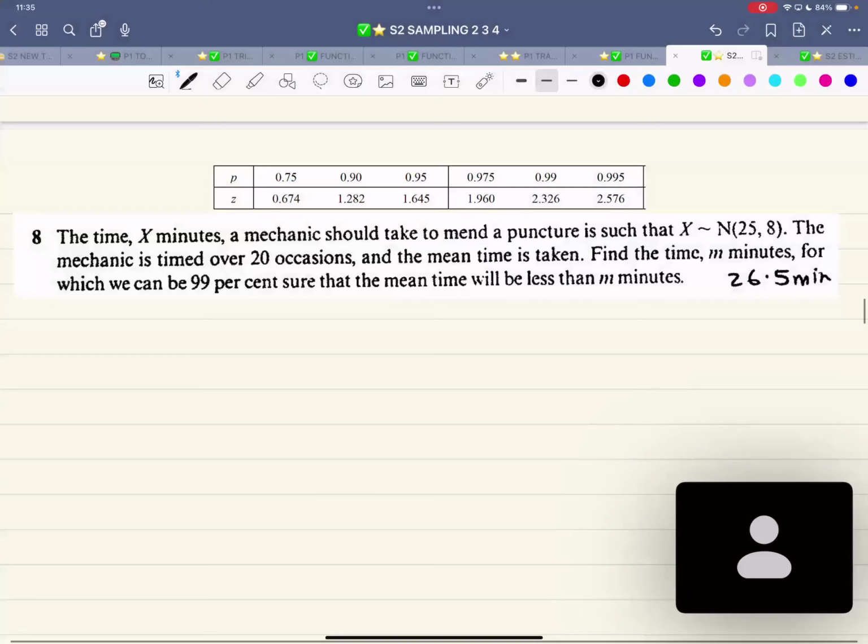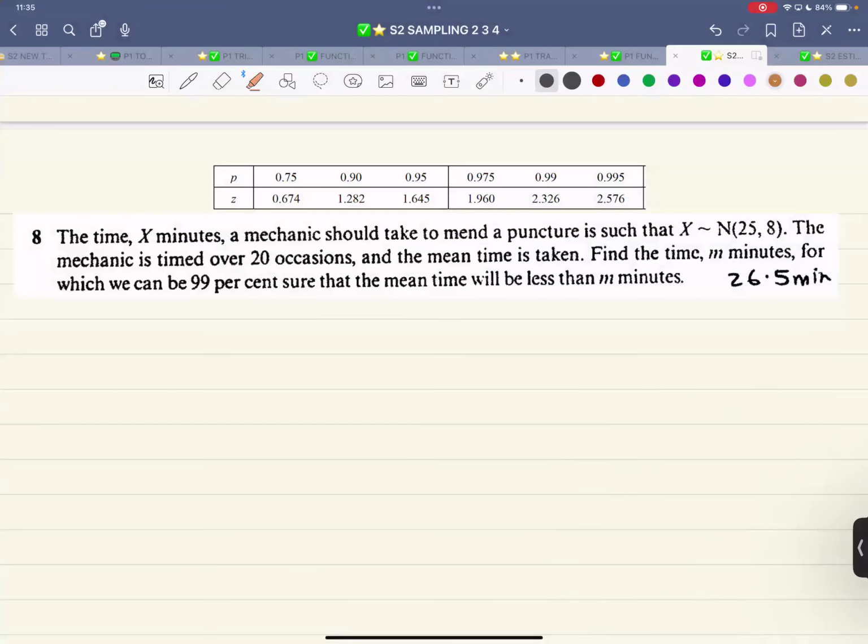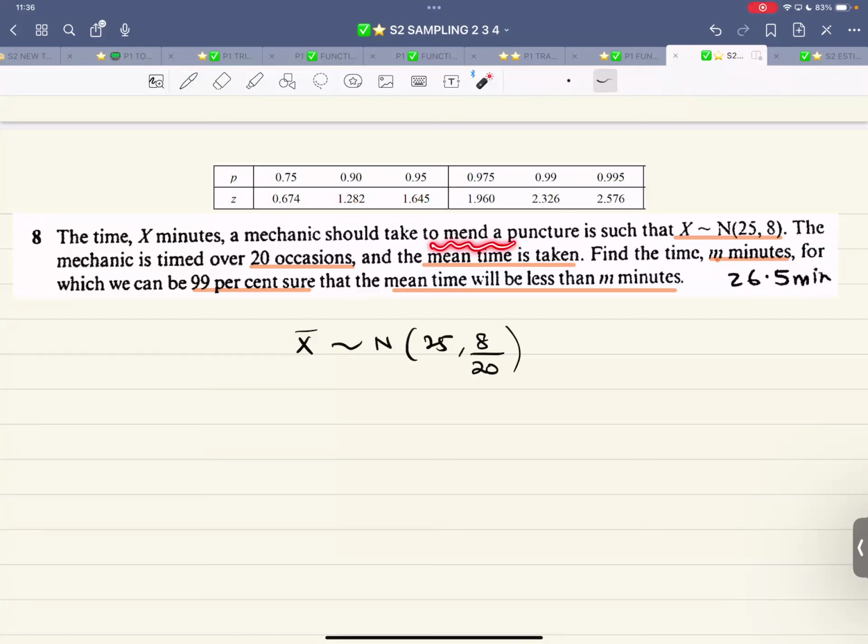So now let's look at this question. It says the time x minutes a mechanic should take to mend a puncture is such that x follows a normal distribution 25, 8. The mechanic is timed over 20 occasions and the mean time is taken. Find the time m minutes for which we can be 99% sure that the mean time will be less than m. So first of all, we will write x bar follows a normal distribution 25, 8 divided by 20, where 20 is the number of samples. It's about sample mean because it says mean time.